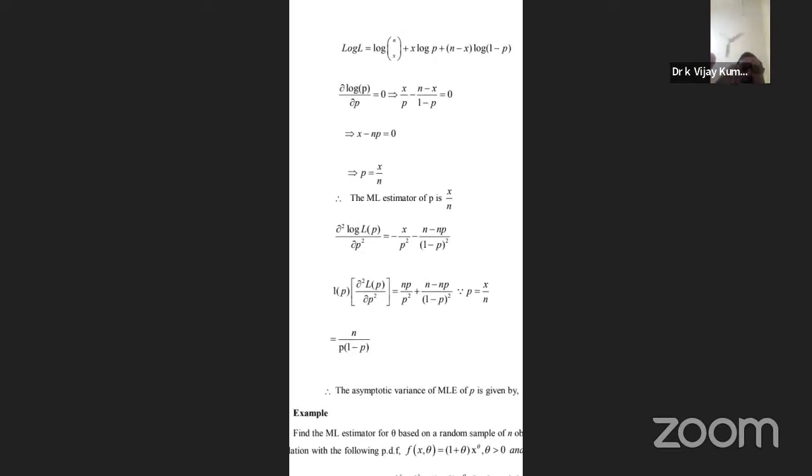We take f of x, p as the likelihood function L of p, equals nCx p power x, 1 minus p power n minus x. So f of x comma p is the probability out of n trials, like a likelihood function. Consider the likelihood function L of p here, and take its log. Log L means log nCx plus x log p plus n minus x log of 1 minus p.